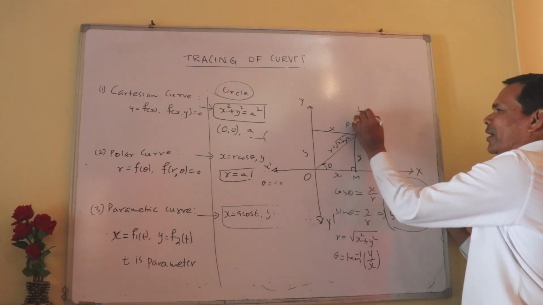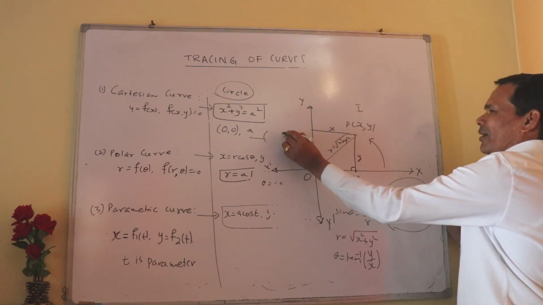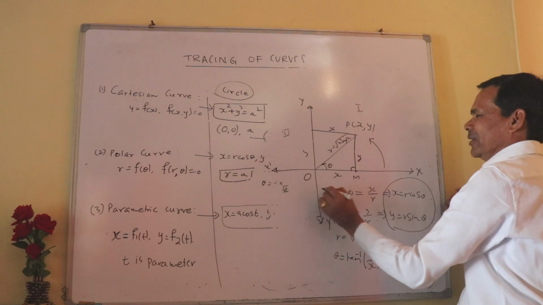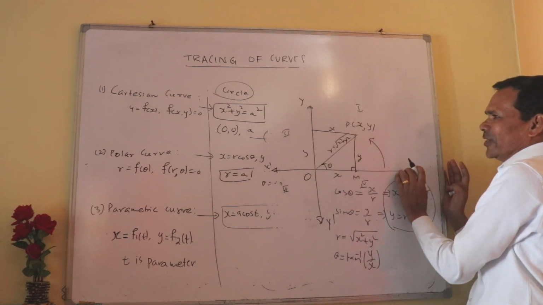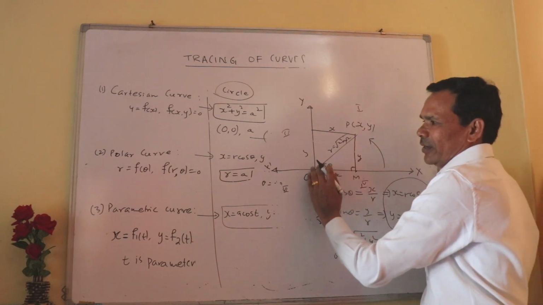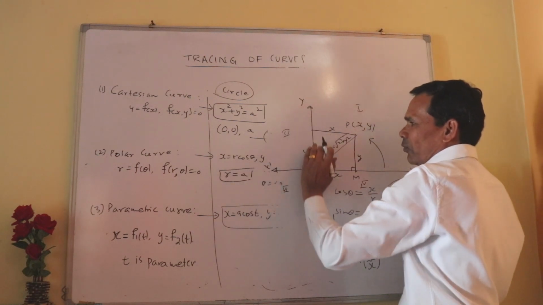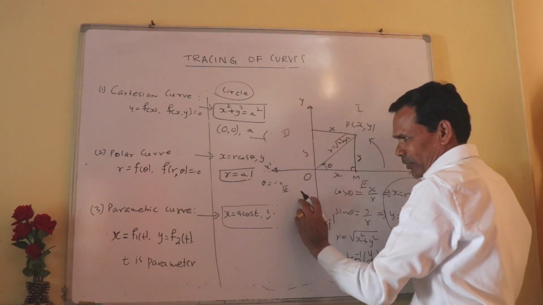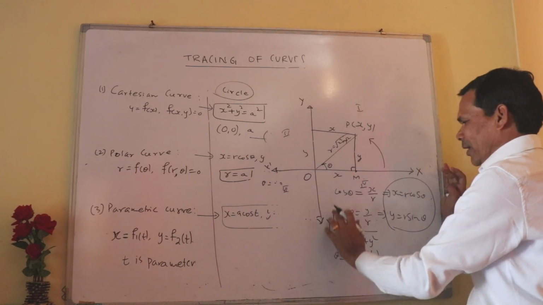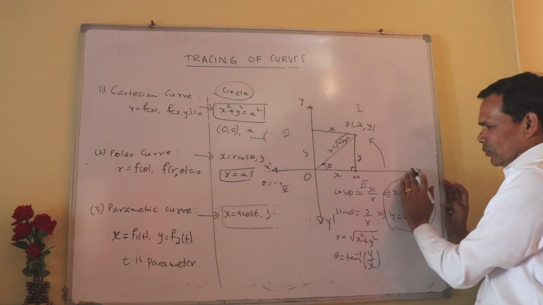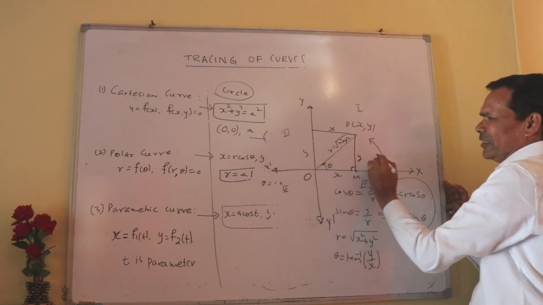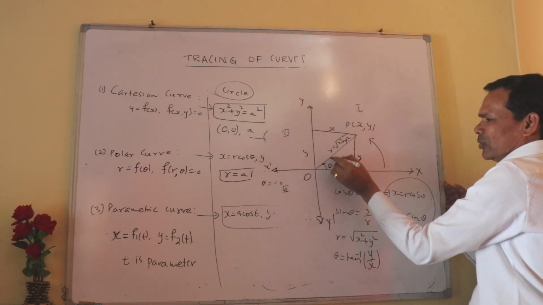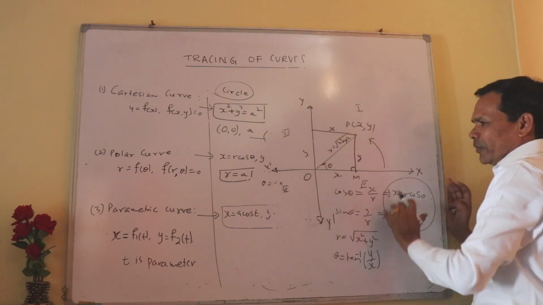So this is the first quadrant, this is the second quadrant, this is the third quadrant, and this is the fourth quadrant. In the first quadrant, x is positive and y is positive; here x is negative and y is positive; here x is negative and y is negative; and here y is negative and x is positive. So theta is moving in this direction.